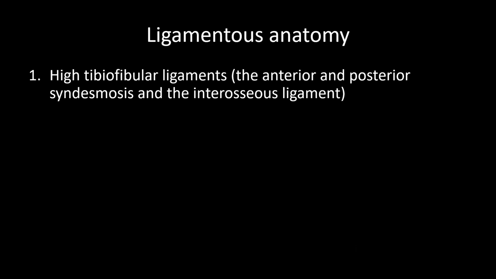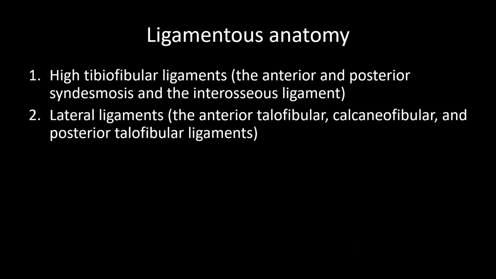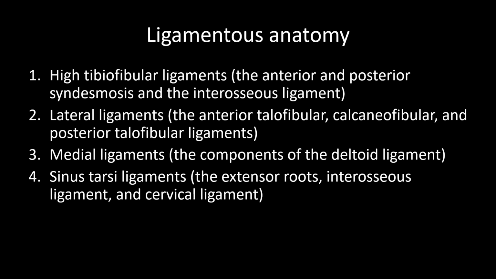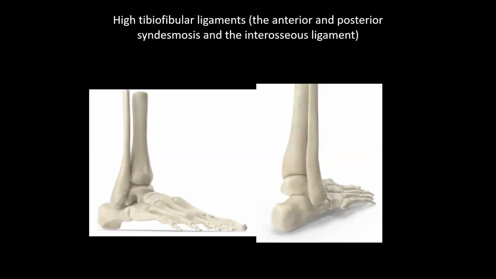Now let's have a look at the ligamentous anatomy. Moving towards the ligaments, we have the high tibiofibular ligaments, which are the anterior and posterior syndesmosis and the interosseous ligament. Then we have the lateral ligamentous complex, which includes the anterior talofibular, calcaneofibular, and posterior talofibular ligaments. Then we have the medial ligamentous complex, which is basically the deltoid ligament and its components. Then we have the sinus tarsi ligaments, which are formed by the extensor roots, interosseous ligament, and cervical ligament. And finally, the Frick ligament. So we are going to have a look at all these ligaments.